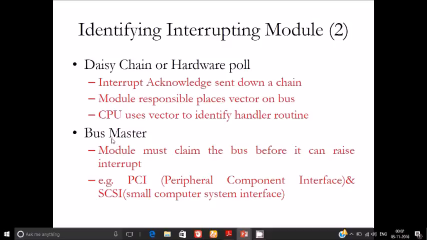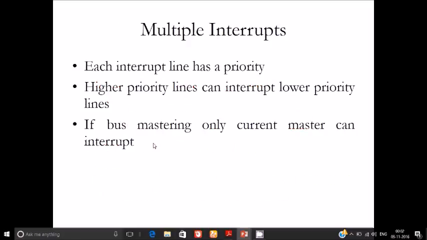Then bus master. With a bus master, the module should claim the bus before it can raise an interrupt. PCI and SCSI are both examples of bus masters. This is identifying the interrupting module. Now multiple interrupts: each interrupt line has a priority, so high priority lines will interrupt and low priority lines will not. With bus mastering, only the current master can interrupt.